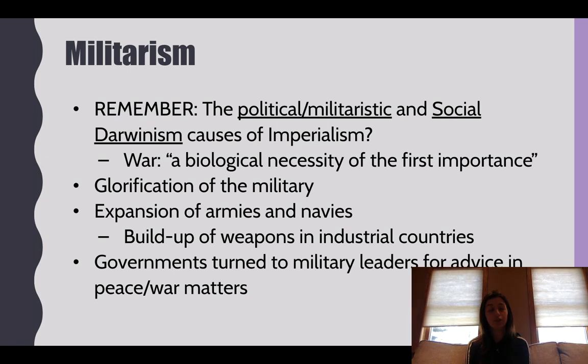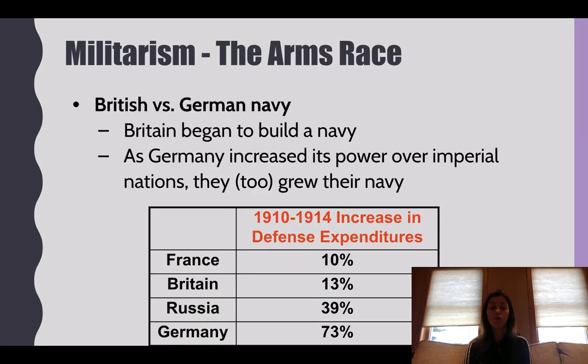Additionally, governments were turning to military leaders for advice. And, for better or for worse, a military leader, at the end of the day, their job is in military. So if there's an issue and a government leader says, hey, I don't know how I should respond to this issue, there's a tendency for a military leader to say, well, let's take some military action. And so militarism was further fueled by this thing called the arms race. And the arms race really took place between the British and the German Navy.